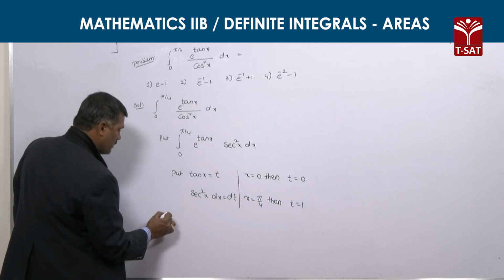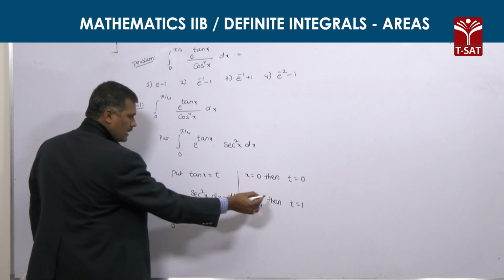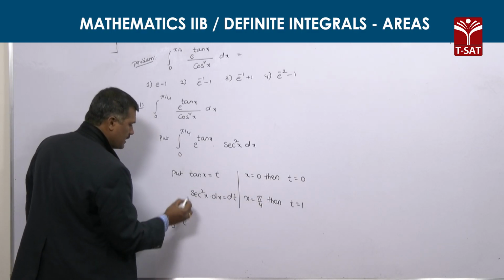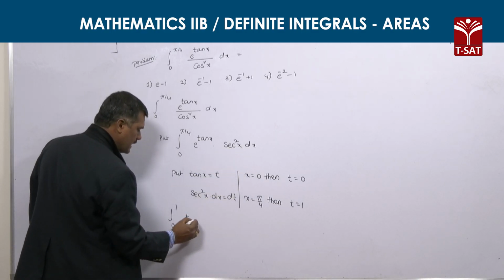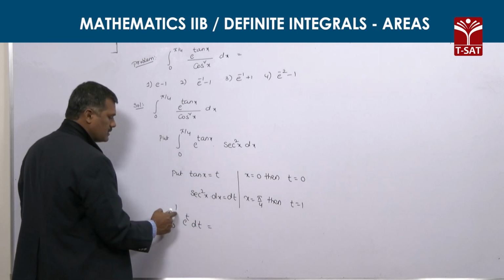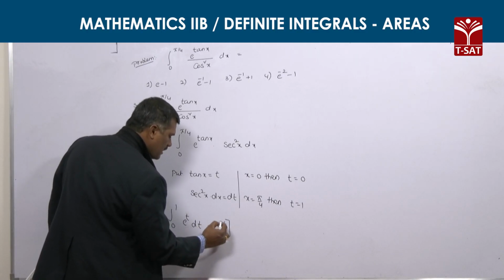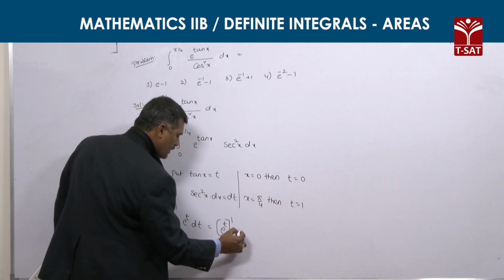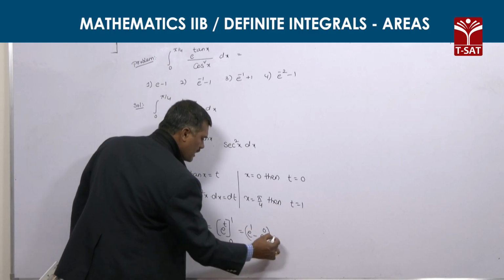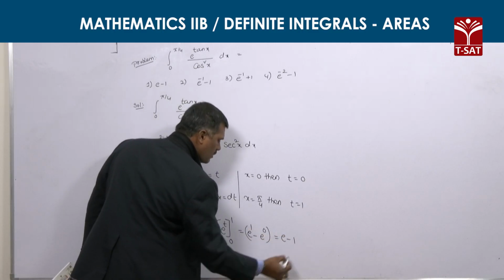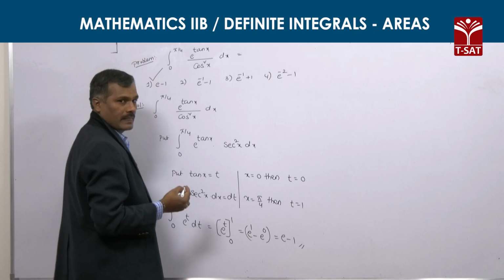Now the integral becomes: for x equal to 0, t is also 0, and for x equal to pi by 4, t is equal to 1. e power tan x is e power t, and secant square x dx is equal to dt, so that is the integral from 0 to 1 of e power t dt. Integration of e power t is again e power t, and substituting limits 0 to 1, that is e power upper limit 1 minus e power 0 for the lower limit, e minus e power 0, value 1, so e minus 1. That is the required solution, e minus 1, the first is the right option.